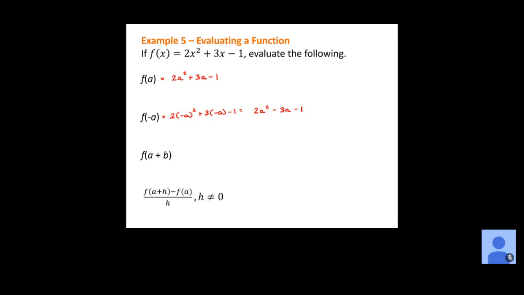Okay. All right, so this next one now, I'm actually going to call this a plus h instead of a plus b, just so we can use it when we get down to the last one here. So if I do f of a plus h, in place of all of my x's now, I'm going to substitute an a plus h. So we have 2 times a plus h squared plus 3 times a plus h, and then we're going to have our minus 1.